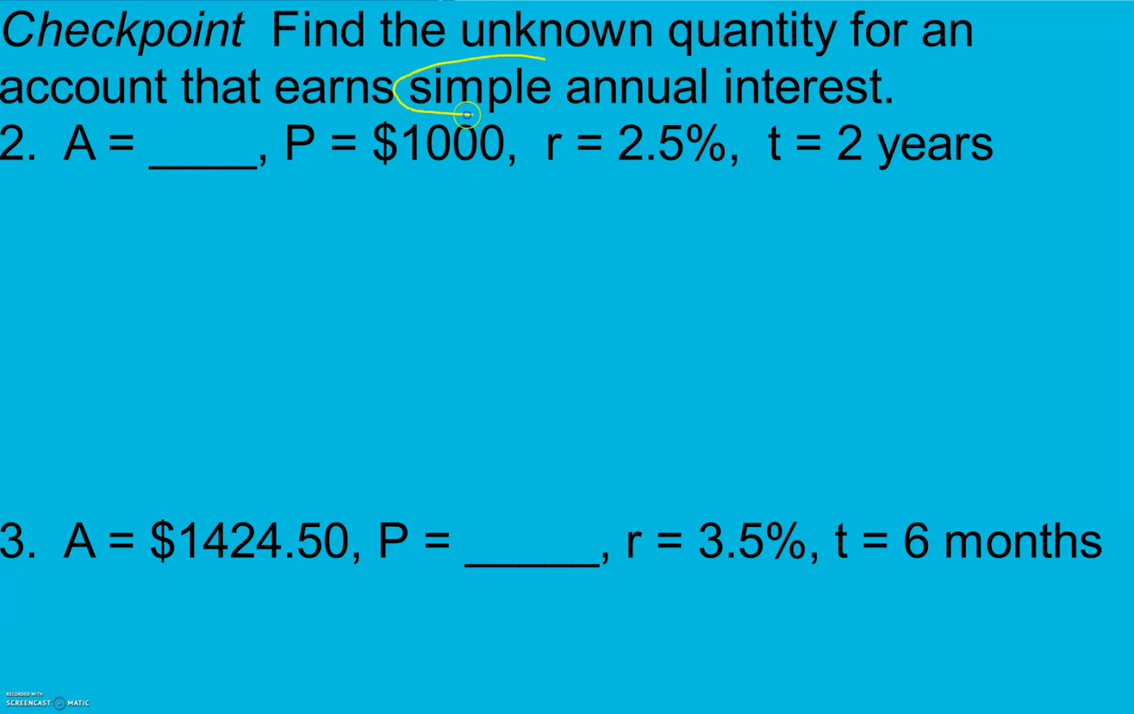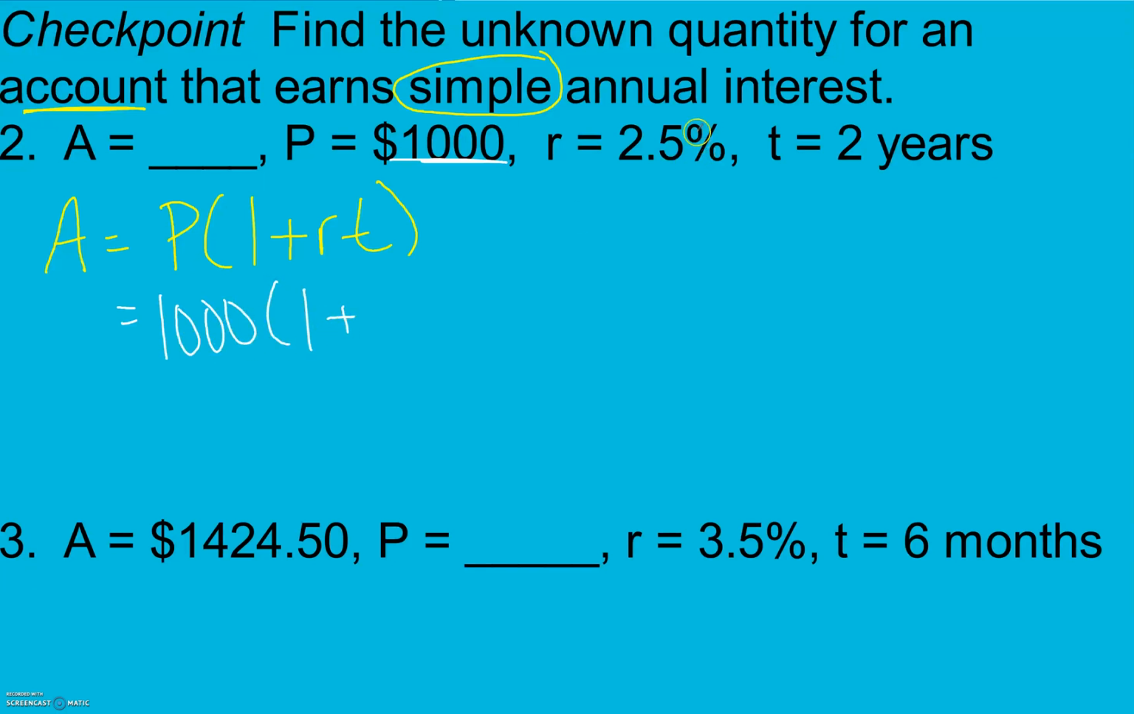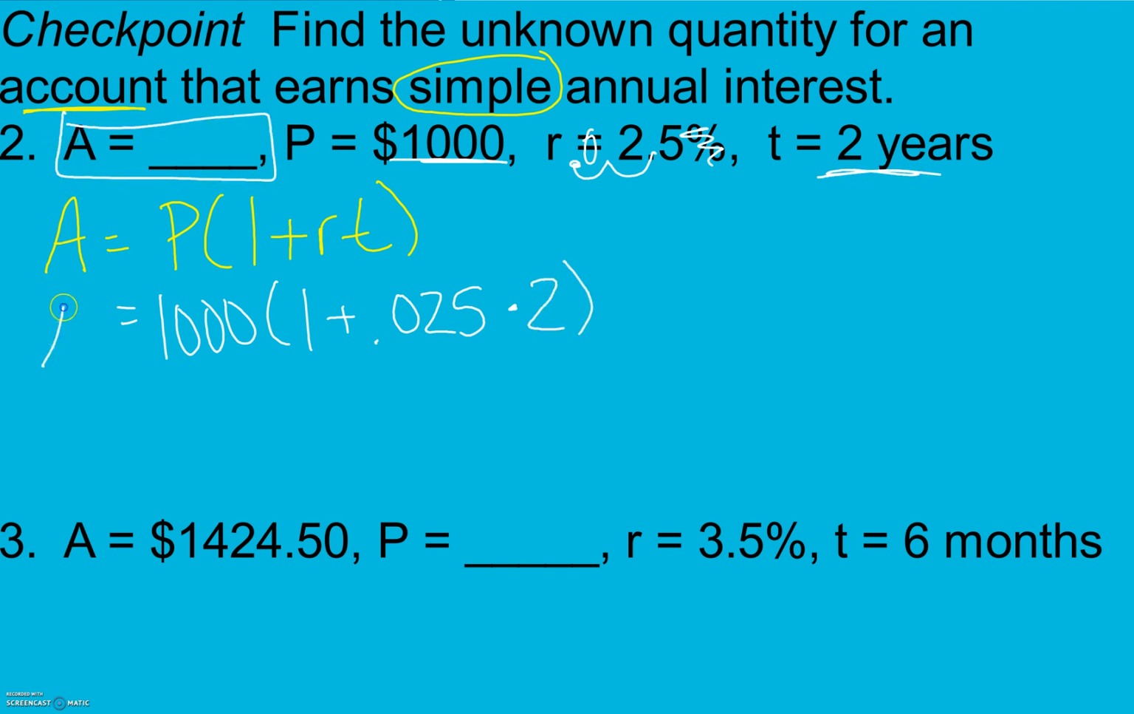Again, we're looking for simple annual interest, and here we're looking for an account balance. So A equals principal times 1 plus rate times time. Plug in the values we know. P is 1,000. Our rate, I'm going to put it in as a decimal, so move it 2 places away. 0.025. My time is 2 years, and I'm looking for A.